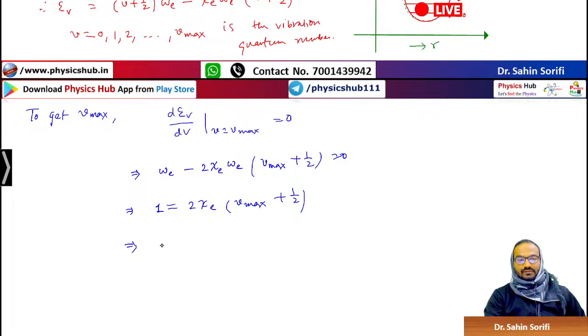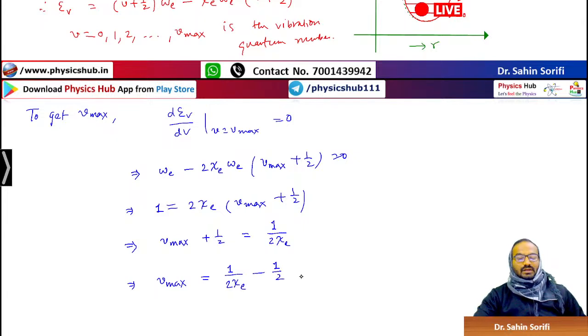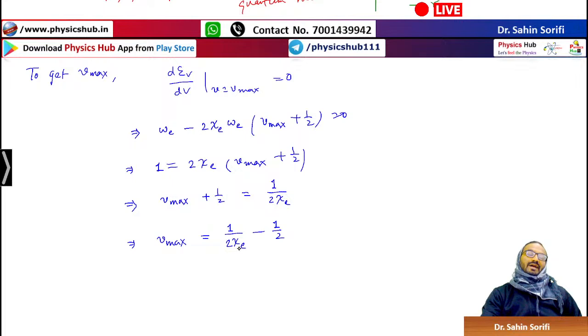So from this we can calculate the value of v max. So v max plus half equals 1 upon 2 chi e. So v max is equal to 1 upon 2 chi e minus half. And you can see this chi e is 10 to the power minus 3. So 2 into 10 to the minus 3, if you take it to the numerator, it becomes 10 to the power plus 3, right? So 1000 by 2, so 500 minus half. So approximately you can say that is 500.